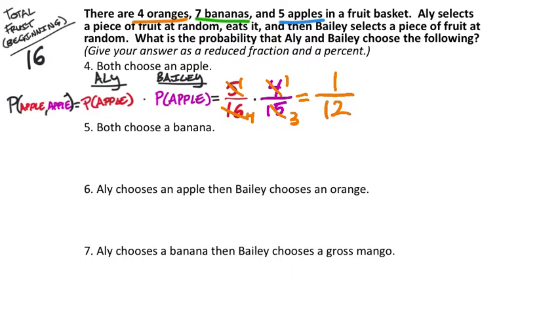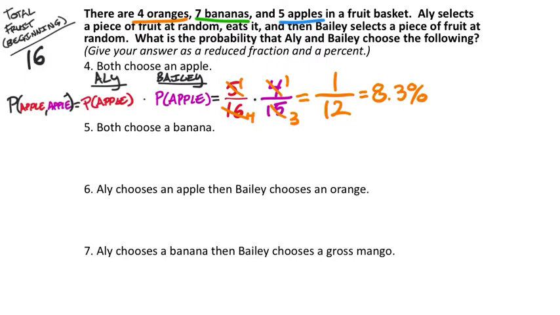I can't simplify that anymore, but I do need to change that into a decimal. So 1 divided by 12 in my calculator gives 0.083 repeating. I'll round this to the nearest tenth, 8.3 as a percent. There's an 8.3% chance that Allie pulls an apple out and eats it, and then Bailey pulls an apple out as well.